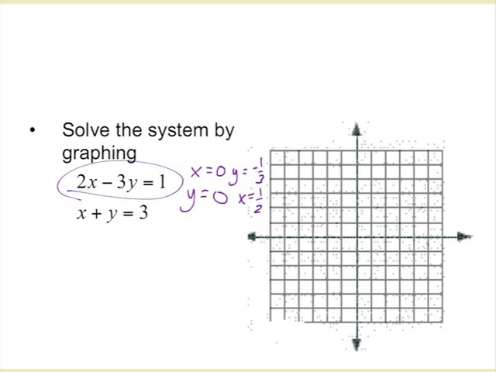I'm going to plot those points out. Y is negative 1/3, x is positive 1/2. And then I want to draw as straight of a line as possible here, which for me is a big, big challenge. I'm not very good at drawing straight lines.